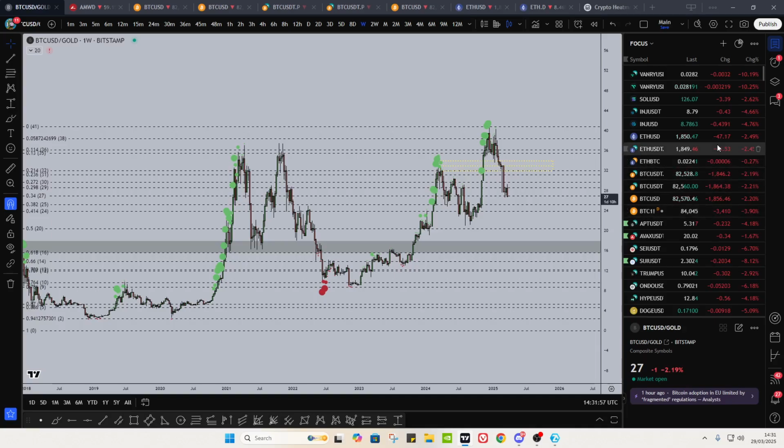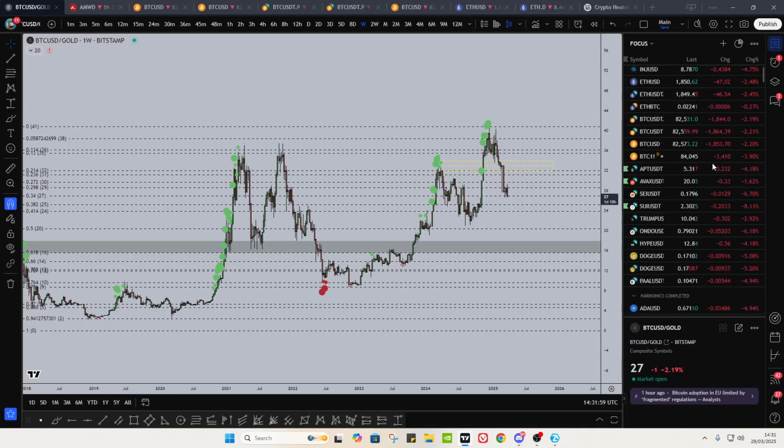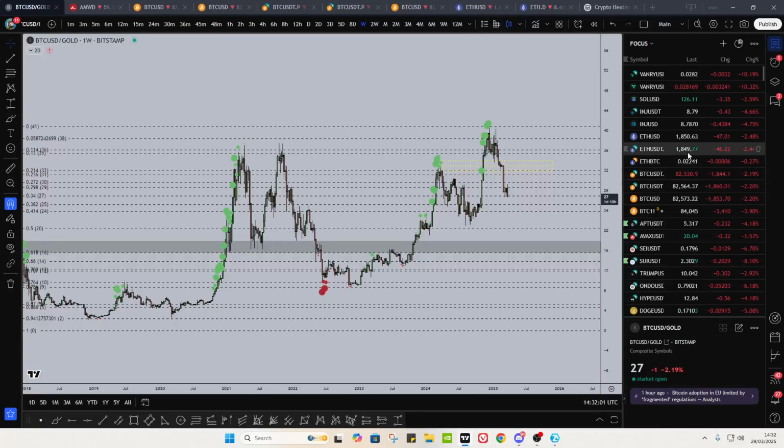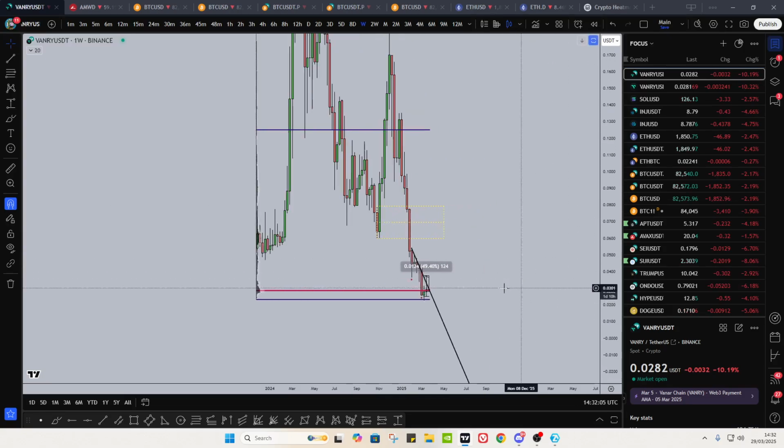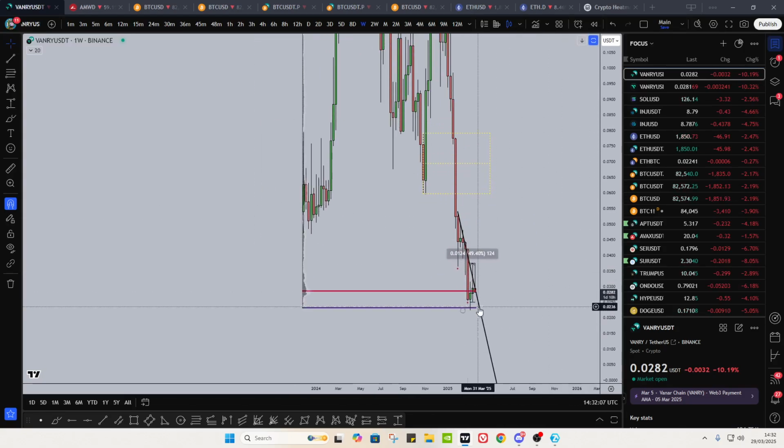But let's look at some of our coins. So first and foremost, Vanry. 49% secured off that low. We were talking about this. We had a successful retest of the value area low, and that was the original talk we gave. So this was 50% up. So this one cooked.